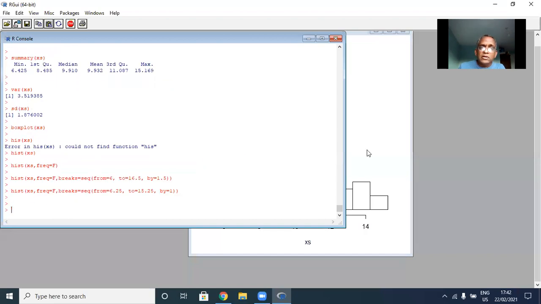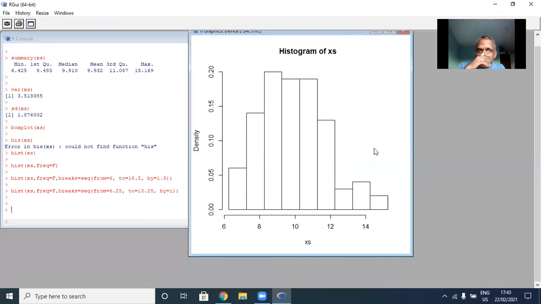All right. So this is what I was talking about, the histogram. You can use the breaks command to determine the range of the x-axis and the length of each bar, right? So that completes exercise 1.